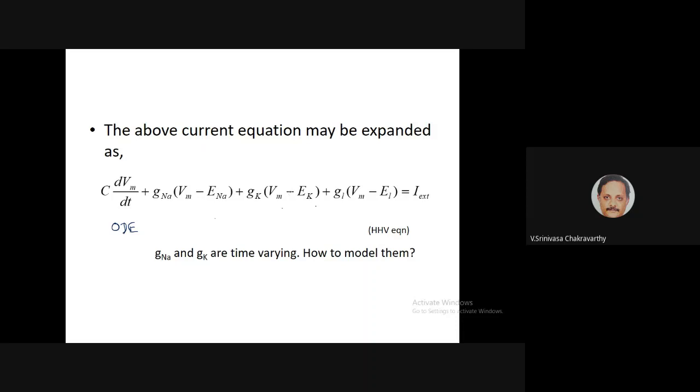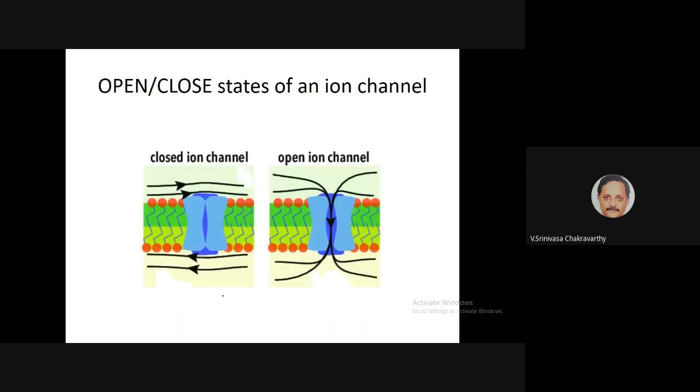Now, this equation obviously is not complete because the main thing which is missing in this equation is we know that GNA and GK are variable conductances, and in fact they are dependent on the voltage itself, right? Because they're voltage dependent channels. So Vm somehow controls GNA and also GK, right? How is the question? This is the most crucial question in the Hodgkin Huxley model. So let us see how it works out.